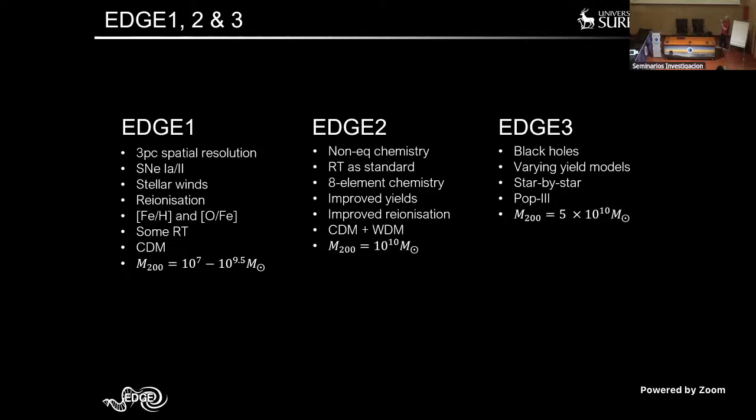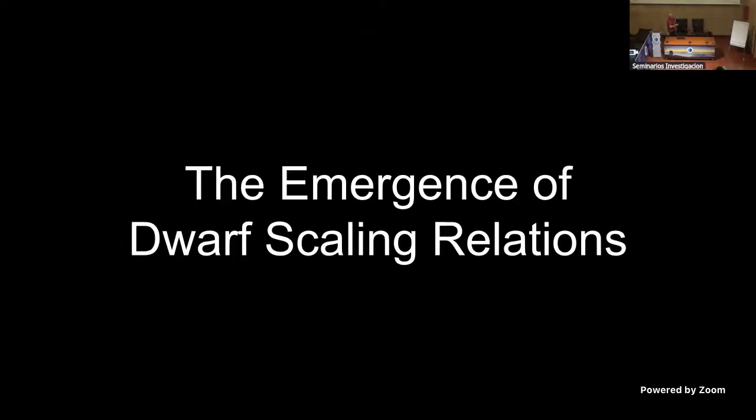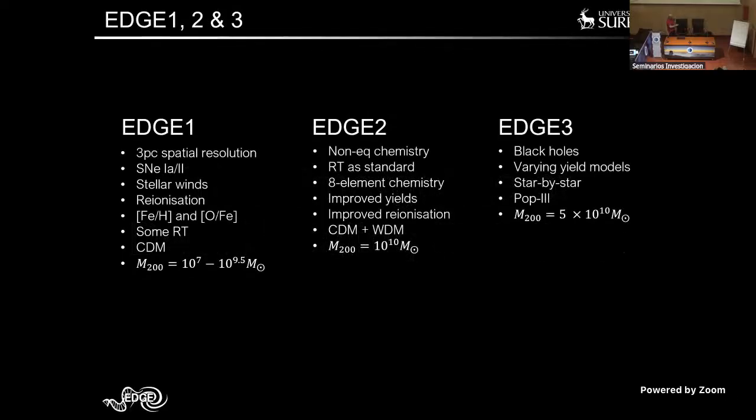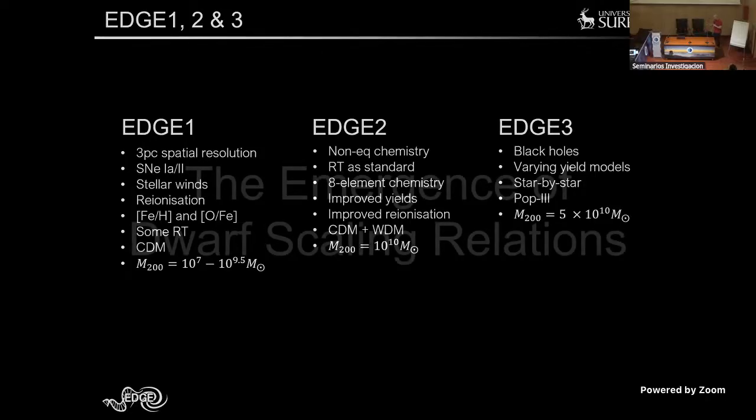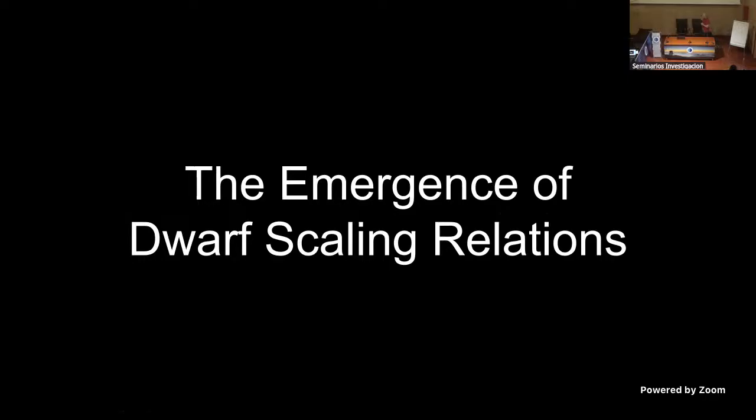And we're just beginning our campaign for EDGE 3, where we're beginning to explore the impact of black holes, varying yield models, what happens if we spawn star by star rather than having 300 solar mass star particles, the impact of POP3, and going to much higher mass, where our highest mass one is actually 6 × 10^10. So we're hoping to get to sort of small Magellanic type objects if you're au fait with the Local Group. And it'll probably take a couple of years for those simulations to finish.